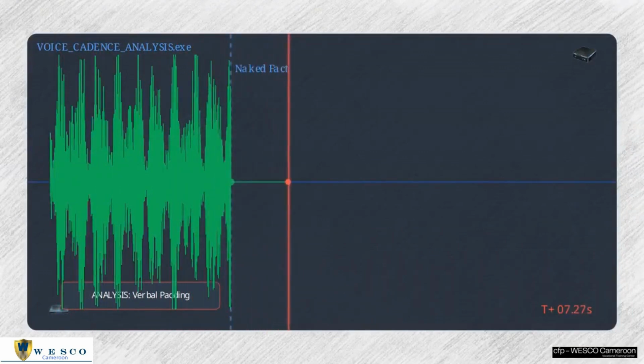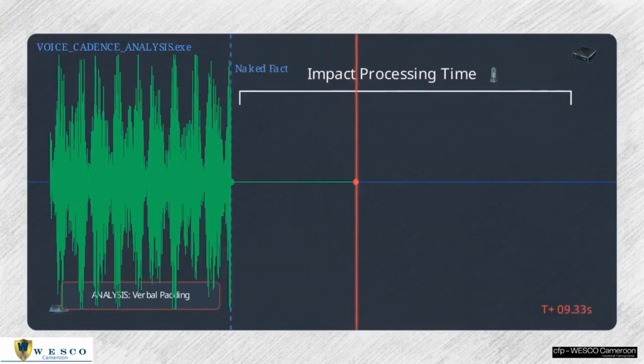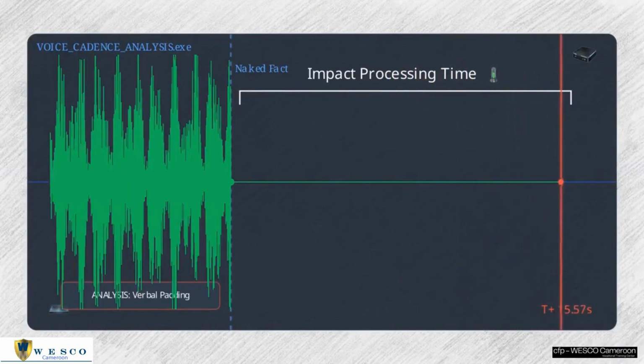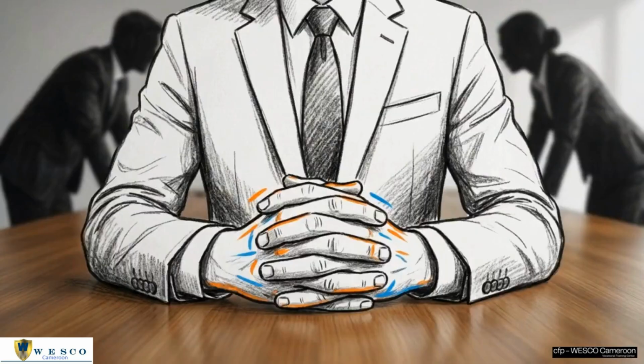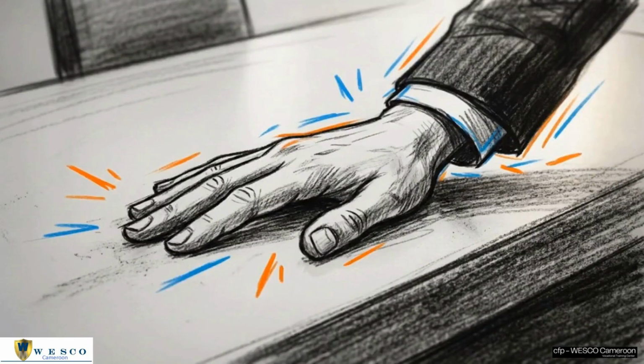Look at this audio waveform stopping flat. We are labeling that flat line impact processing time. Deliberate silence is required to let a heavy message process. In a leadership context, silence is an active, strategic tool. You pause to force the room to absorb the full gravity of your words.